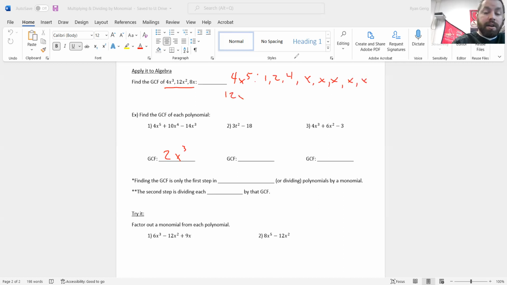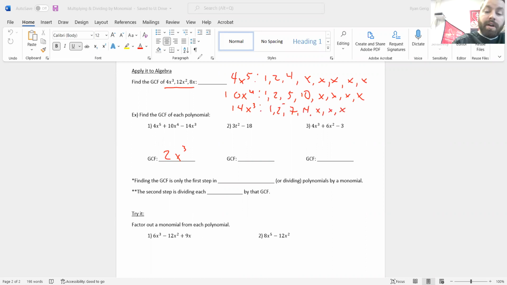10x to the 2nd, I'm looking at the old problem. 10x to the 4th is what I'm doing here. So that's 1, 2, 5, and 10 with 4 x's. And 14. Notice I don't really even care about the negative. That'll just get taken into account later. We'll deal with that later. 1, 2, 7, and 14 with 3 x's.